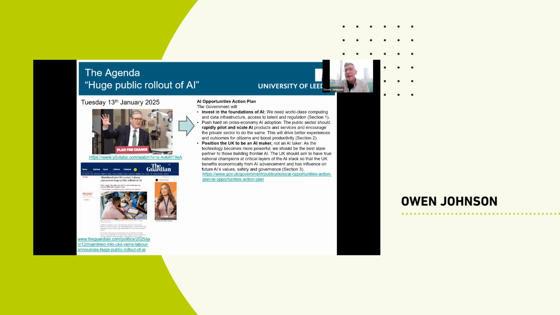He wants to mainline AI into the veins of the public sector. So those of you working in AI or working in the public sector, just get your head around this. It's going to be mainlined into your veins. So the AI action plan, which I've put links to here, and the slides will be available, so you can click on these later.